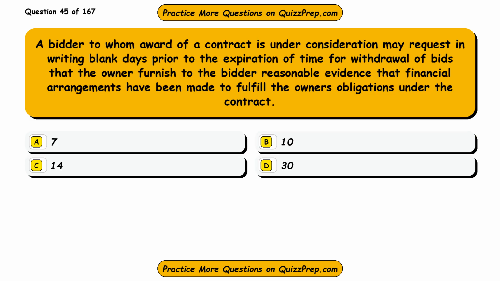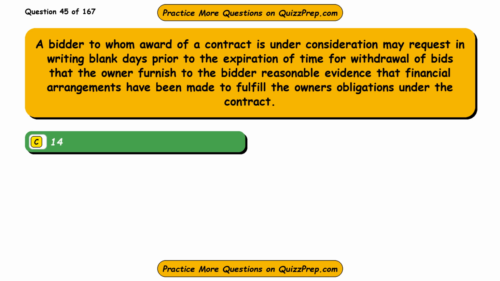Question 45. A bidder to whom award of a contract is under consideration may request in writing blank days prior to the expiration of time for withdrawal of bids that the owner furnish to the bidder reasonable evidence that financial arrangements have been made to fulfill the owner's obligations under the contract. Option A, 7. Option B, 10. Option C, 14. Option D, 30. The correct answer is option C, 14.